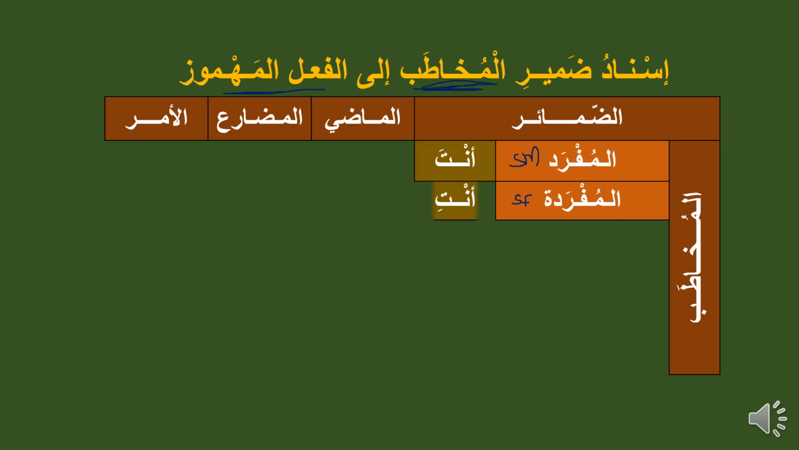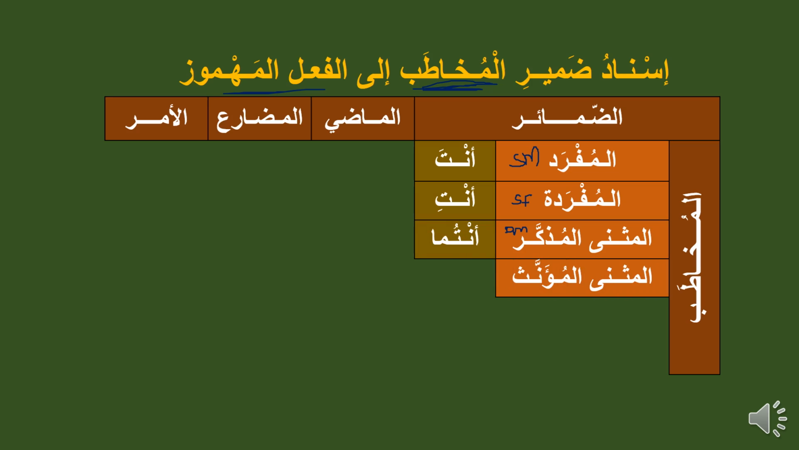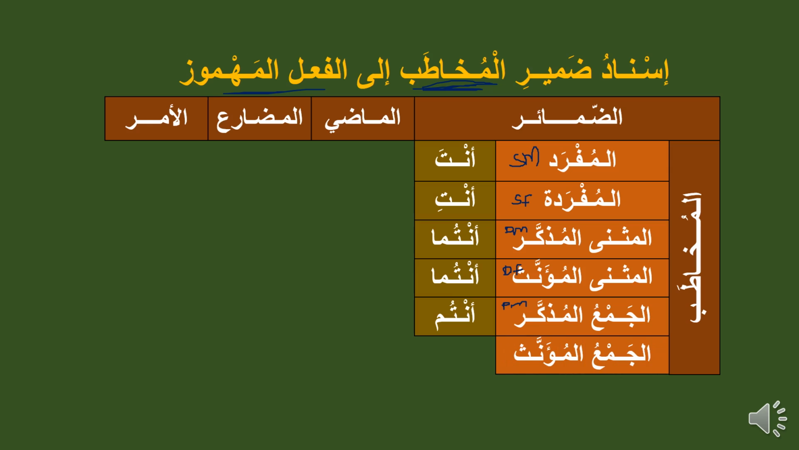Then singular feminine, that one is what? Anti. Dual masculine is what? You should know that. Antuma. Then dual feminine is also what? Is also antuma. You should have known this by now. Then al jam' al mudhakkar, the plural masculine, is what? Antum. And the plural feminine is what? Antunna.